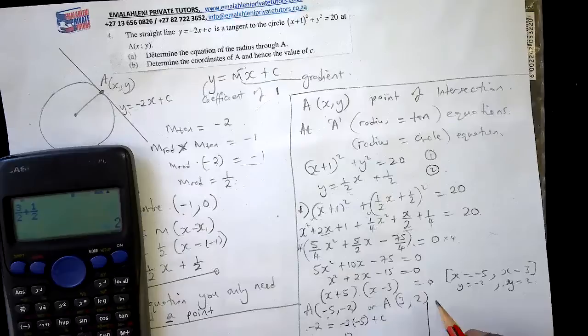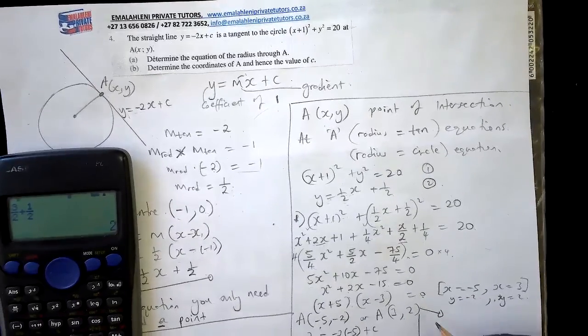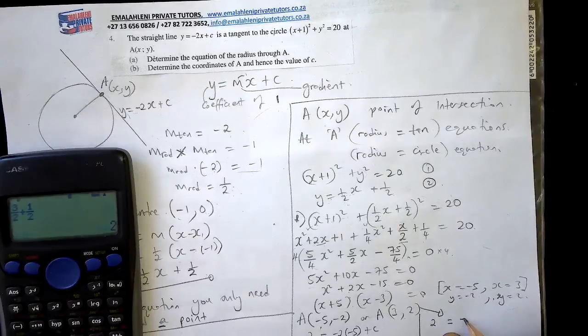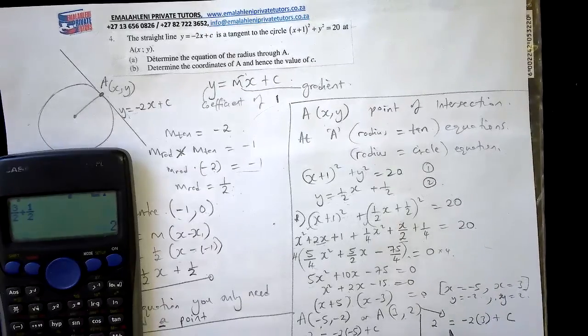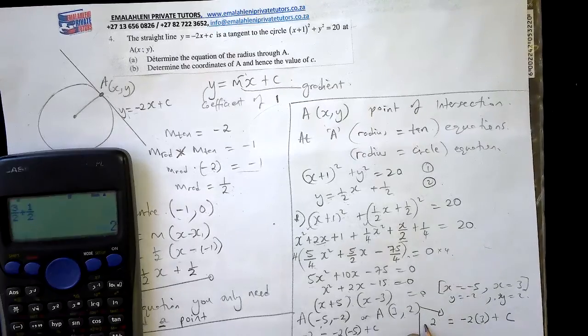Okay, in that scenario. But what about if we have 3 and 2? What do we get there? We put 2 equal to negative 2 times 3 plus c. Negative 2 times 3 gives us negative 6. We shift negative 6 to that side and it becomes positive 6. 6 plus 2 gives us 8. So c is going to be equal to 8.